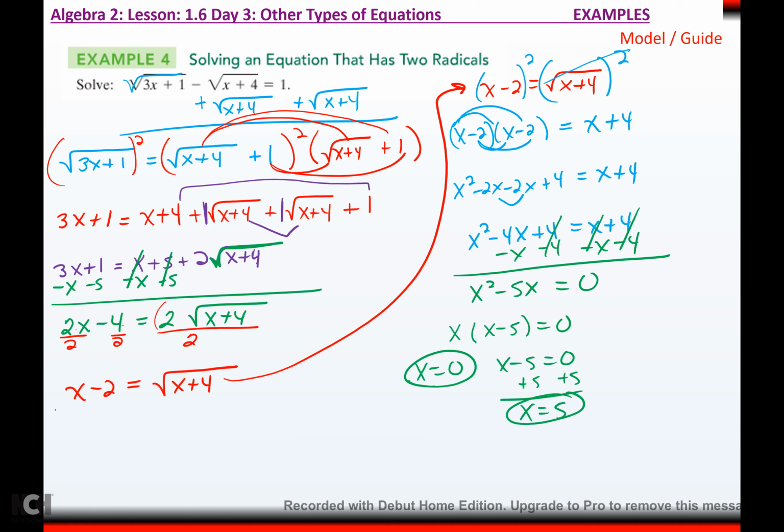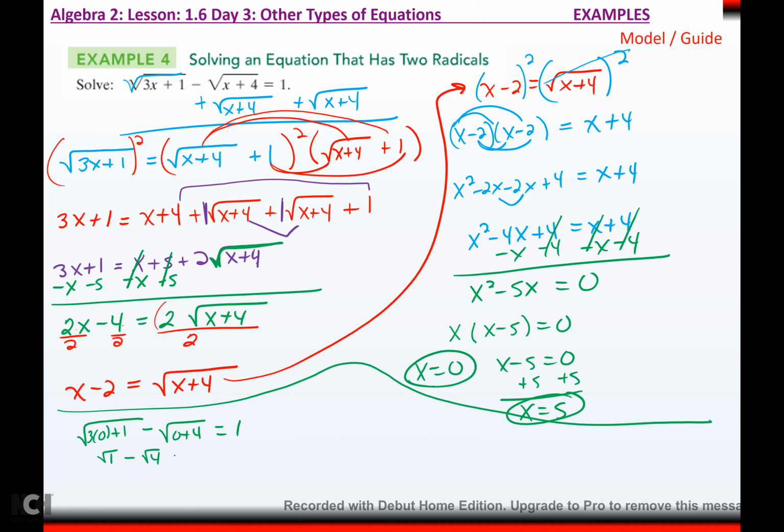So if I test them, I have the square root of 3 times 0 plus 1 minus the square root of 0 plus 4 equals 1. This is 0 plus 1 is 1 minus 0 plus 4 is 4. That's 1 minus 2. That's negative 1, which does not equal positive 1, so I have to throw 0 out.